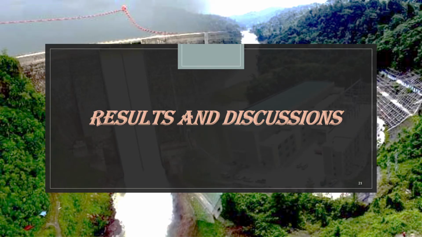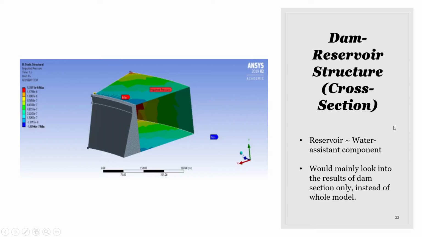Now, we look into the results and discussions. First, this is the dam reservoir structure in cross-section view. The rainbow color is the reservoir system imported with the water pressure, whereas the gray color is the dam system.